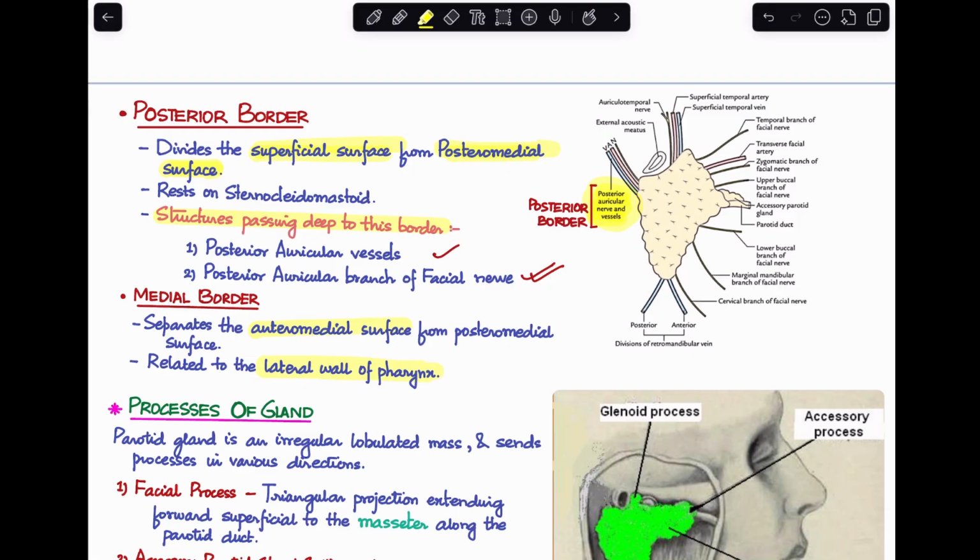So these are all the relations of the different parts of the parotid gland, and it is very, very important to remember these relations because there are multiple structures passing underneath the borders, and these are very common viva questions you get in your grand viva in your practical exams.